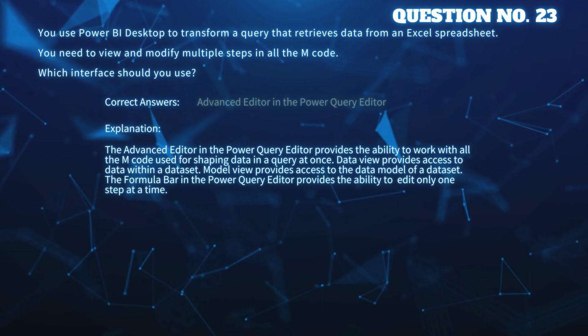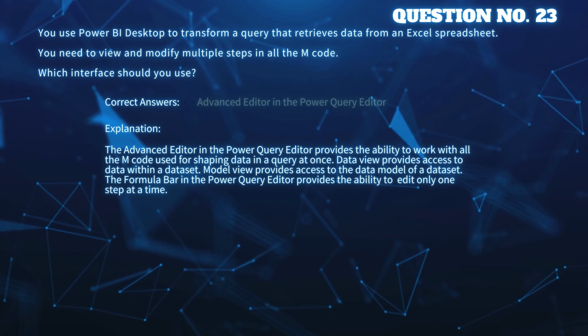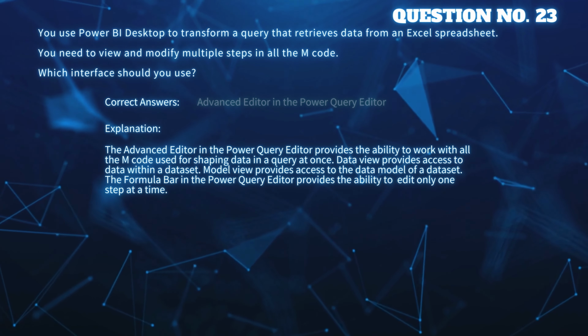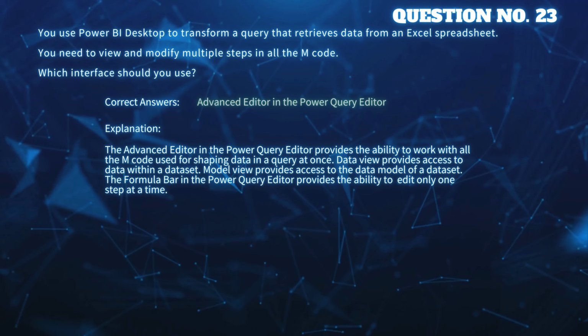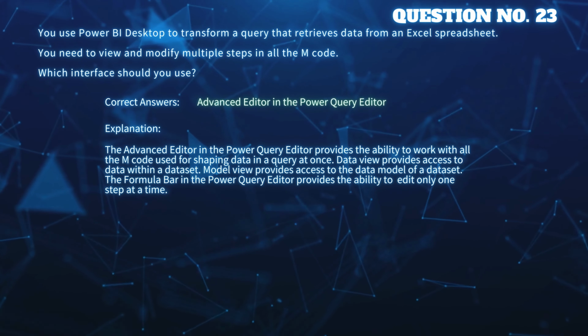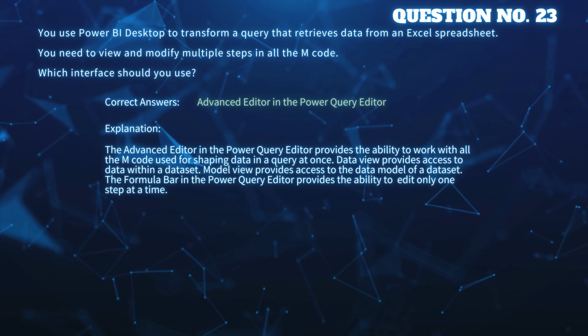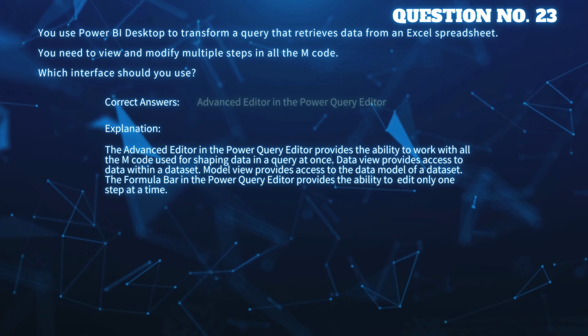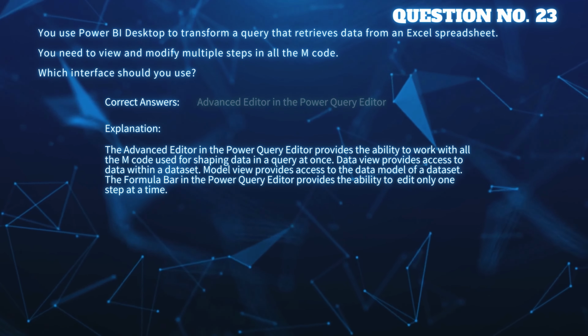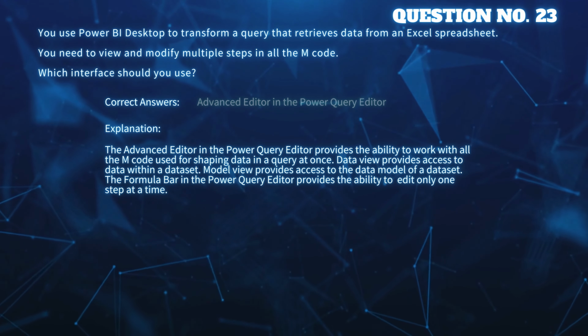Explanation: the Advanced Editor in the Power Query Editor provides the ability to work with all the M code used for shaping data in a query at once. Data View provides access to data within a dataset. Model View provides access to the data model of a dataset. The formula bar in the Power Query Editor provides the ability to edit only one step at a time.